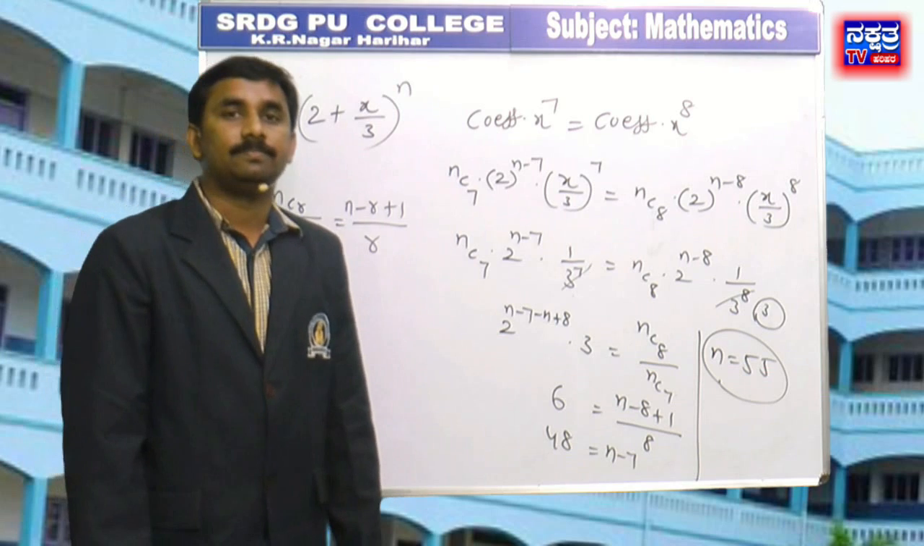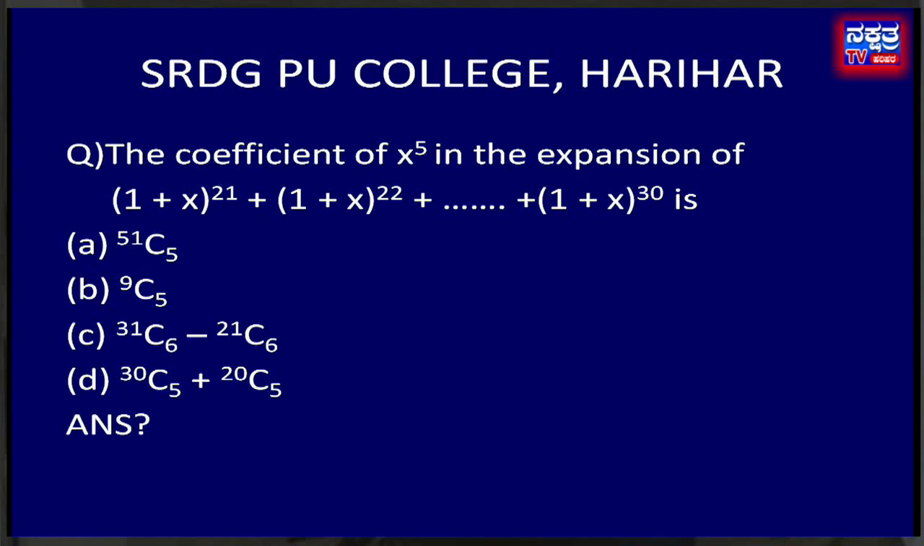What's the next question? The coefficient of x power 5 in the expansion of (1 plus x) whole power 21 plus (1 plus x) whole power 22 plus so on plus (1 plus x) whole power 30 is: option A 51C5, option B 9C5, option C 31C6 minus 21C6, option D 30C5 plus 20C5. What's the board?